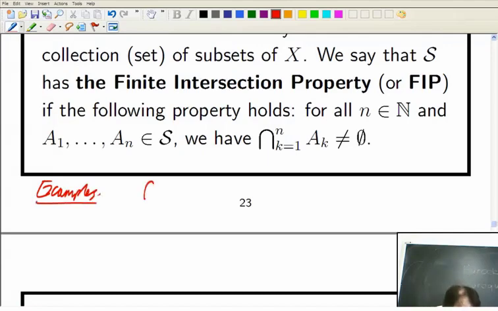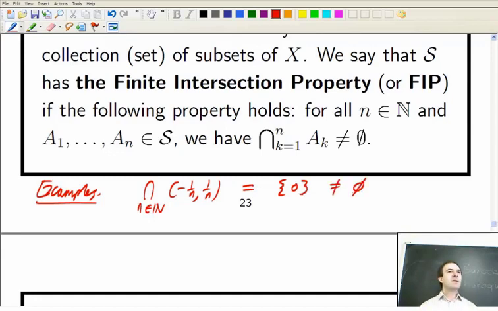Okay. So the intersection over n in the natural numbers of the open interval from minus 1 over n up to 1 over n has got one point in it. Does anyone know how to modify that to get an example where the intersection is empty? 0 up to 1 over n, yes. The intersection over natural numbers of 0 up to 1 over n is empty.